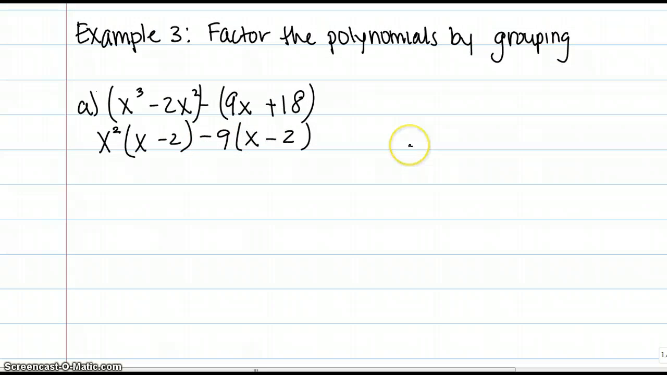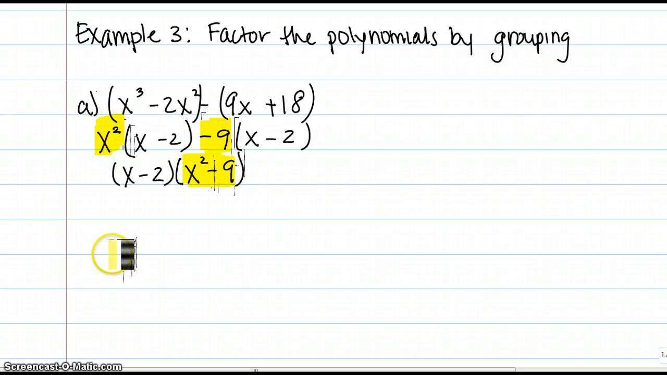So now, since I have grouped these two together, I can find another GCF. So here I have x squared times the quantity x minus 2 minus 9 times the quantity x minus 2. Well, here our new GCF is x minus 2, and what I have left is x squared minus 9. Let me get that highlighter. X squared minus 9 become our second binomial. So that's factoring by grouping.